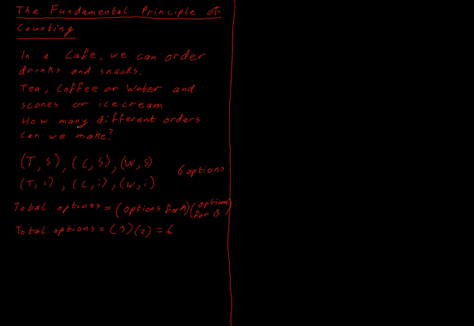Now, that's the fundamental principle of counting. So this is actually the fundamental principle of counting, that if we have one group of options and another group of options, the combined group of options is going to be multiplying them together. This bit here is our fundamental principle of counting.